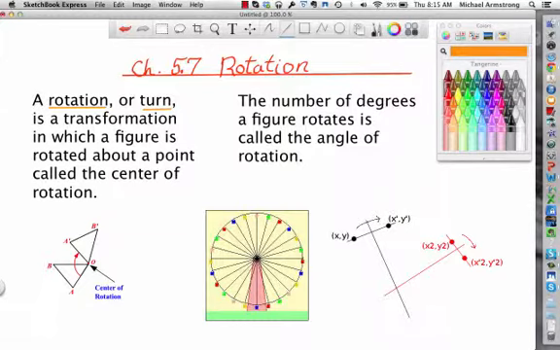Anyway, a rotation is a transformation in which a figure is rotated about a point called the center of rotation. Okay, so that's what it's called. The center of rotation is this point right here, where this triangle has been moved or rotated around one of its corners, and it's been rotated up here. Now, the number of degrees a figure rotates is called the angle of rotation. Okay, so these are the things you need to know.